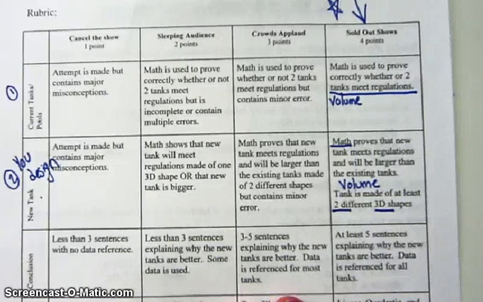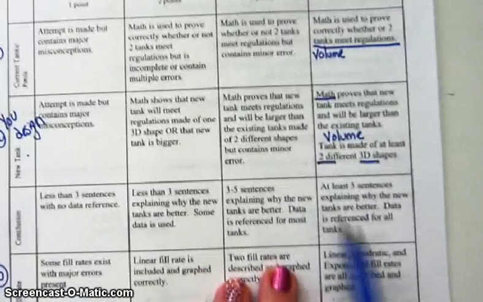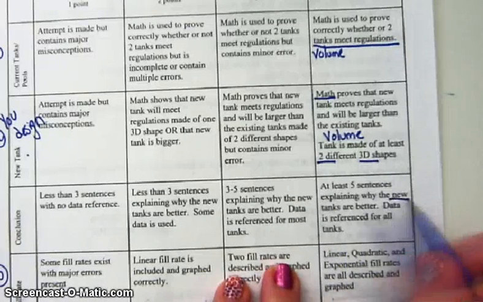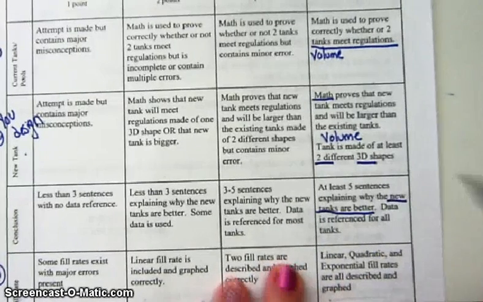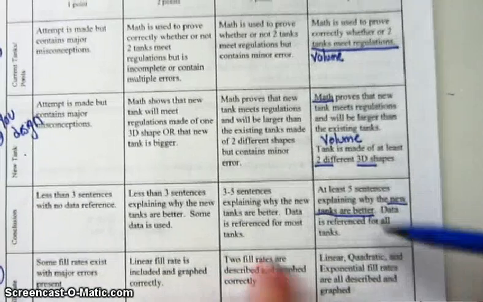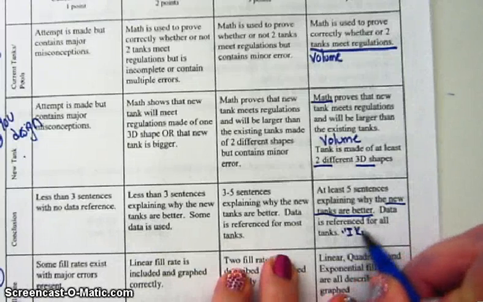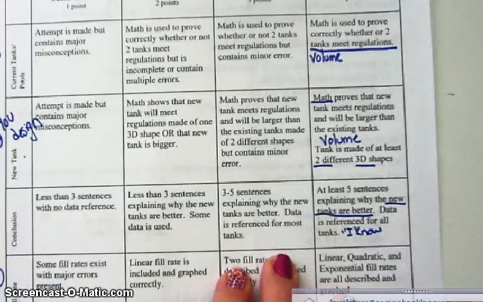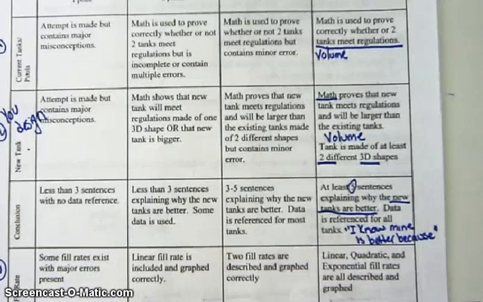So this is where you're designing. You should include the volume of your new tank. You then need to explain to me why your new tanks, the tanks you design, are better. And it has to be based on data. So when it says data is referenced for all, it should say, I know mine is better because. And remember, to get full credit, it should be 5 sentences.